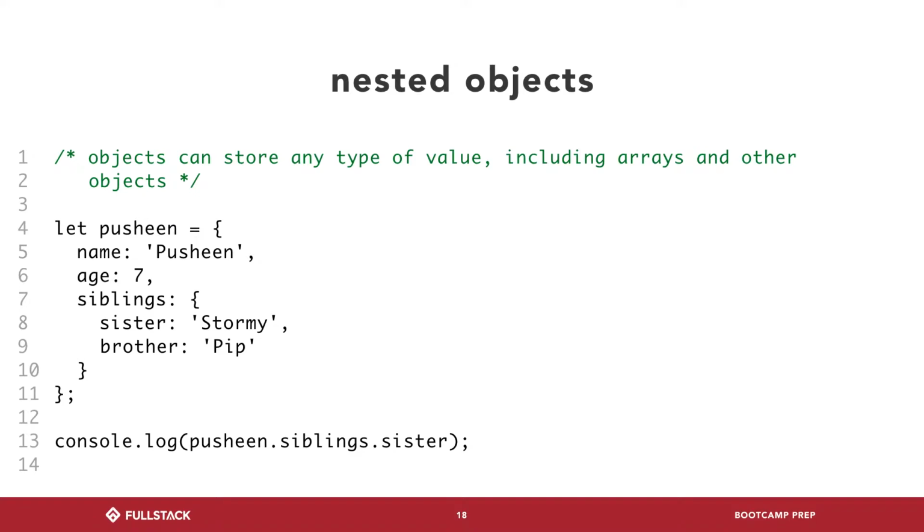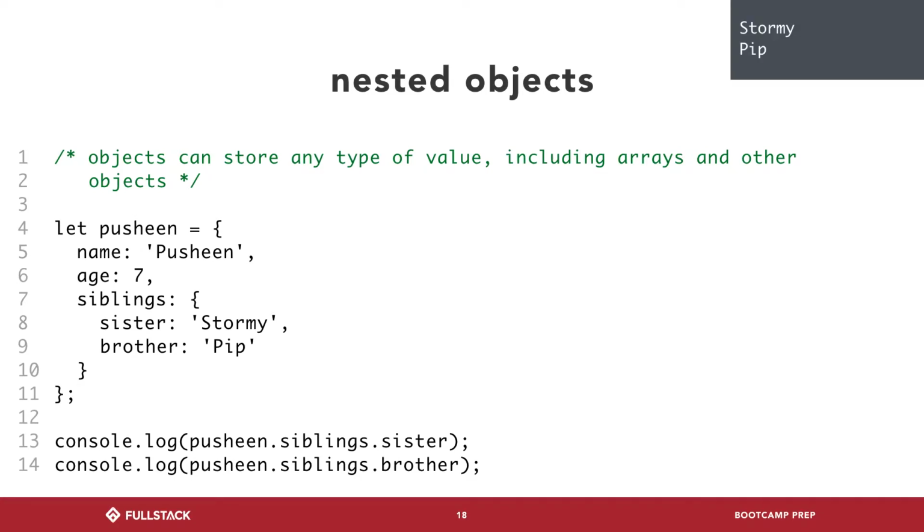Same idea here. In the example, we're using dot notation here, but we could easily use bracket notation there as well. The idea is that with nested objects, we have one object, we access the value of it. If that value happens to be an object, we can just chain together the next key that we care about. And so in this case, we have Pusheen. Pusheen is an object. It has the siblings key. Siblings value is an object too.